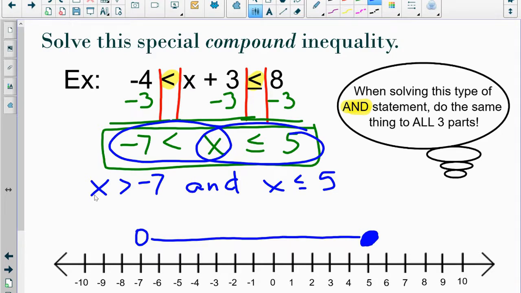Now keep in mind, because 5 is filled in, 5 is actually a solution here. If you think of it, 5 is greater than -7, that's true. 5 is less than or equal to 5, that's also true. If you were to check -7, we can see it's an open circle, which means it's not a solution. And the reason why is the first inequality. Is -7 greater than -7? No, it's not. It's not a solution to both inequalities, so it's not a solution to the compound inequality because of the word and.